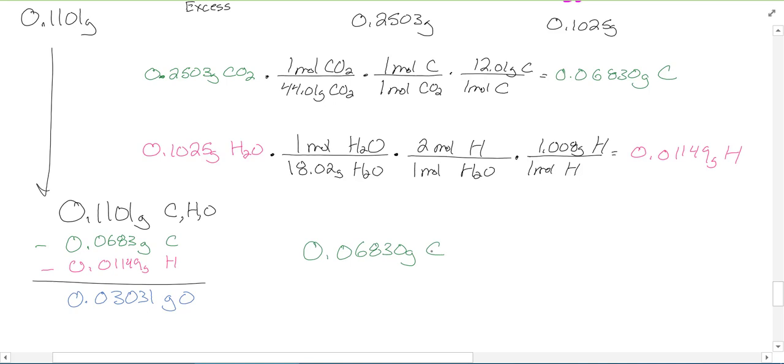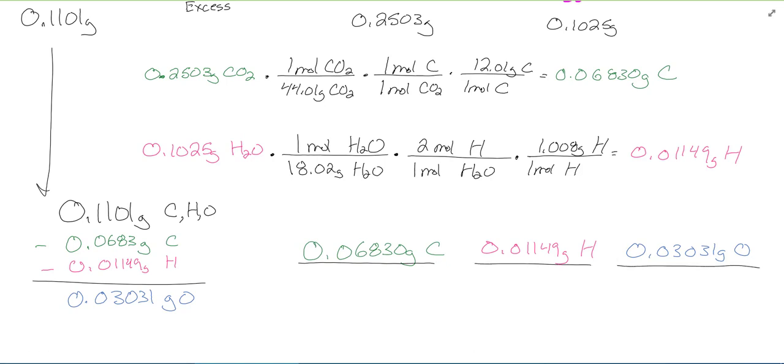And so now, if I look, I have 0.06830 grams of carbon, 0.01149 grams of hydrogen, and 0.03031 grams of oxygen. And at this point, this should look very familiar to us. Why? Well, I got grams. I just have to go to moles and find the mole ratio. So now we're going to divide by the molar mass of all 3 of these.